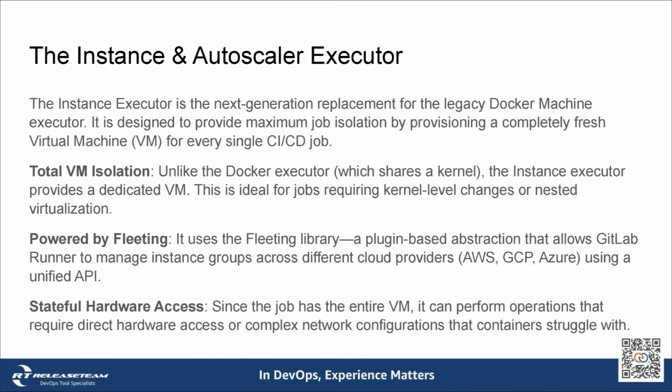The Instance and Autoscaler Executor follows the manager-worker pattern, similar to the Kubernetes Executor. The runner manager provisions a VM from a cloud provider. The job script is then executed over SSH on that host. Direct SSH access on port 22 is required for the runner manager to communicate with the worker instances. For simplicity's sake, place the runner manager in the same network as the runners.